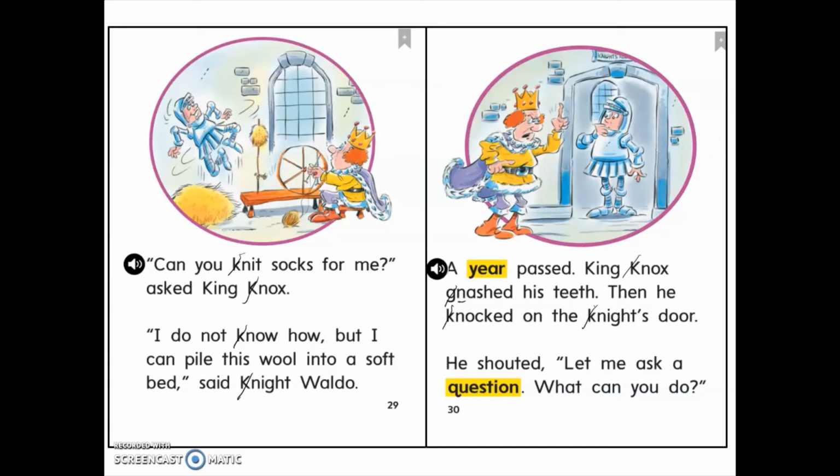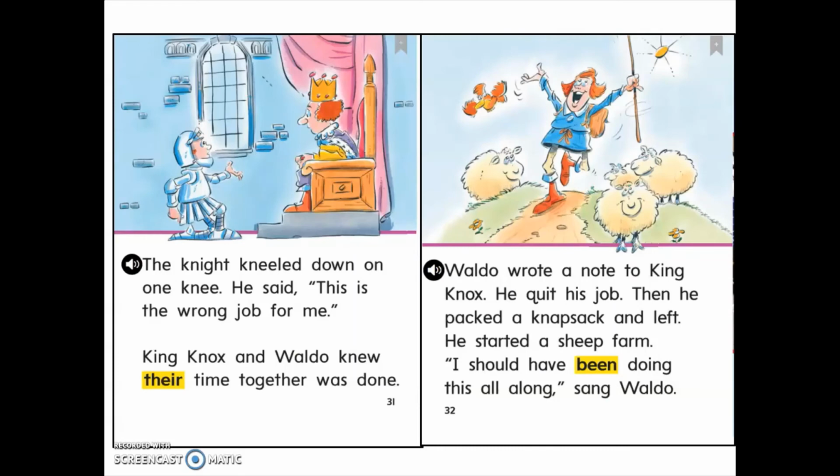Okay, ready? Begin. "Can you knit socks for me?" asked King Knox. "I do not know how, but I can pile this wool into a soft bed," said Knight Waldo. A year passed. King Knox gnashed his teeth. Then he knocked on the knight's door. He shouted, "Let me ask a question. What can you do?" Let's look for silent letters again.